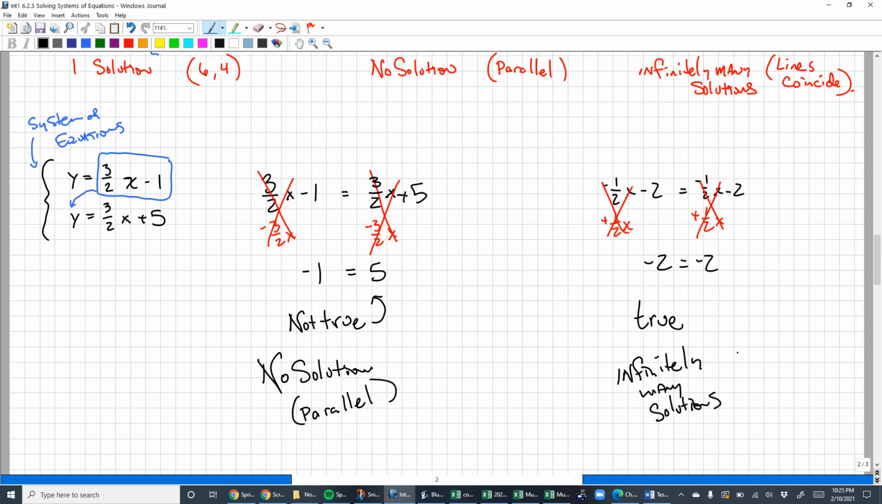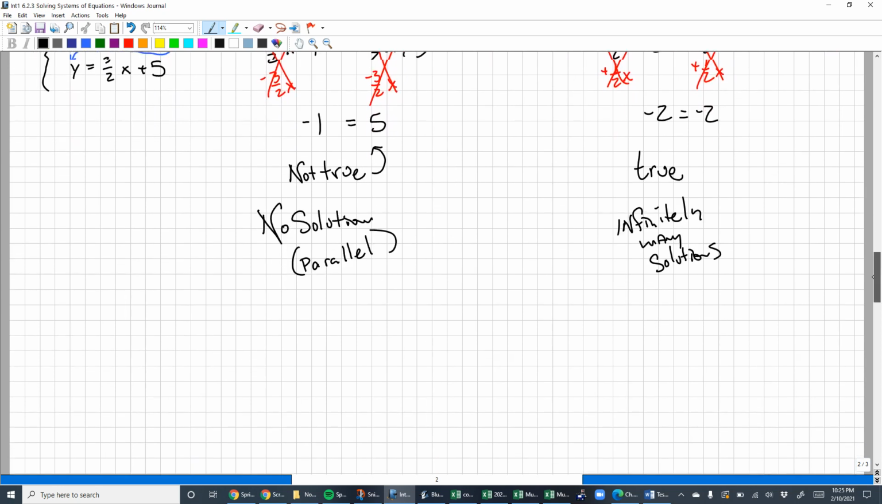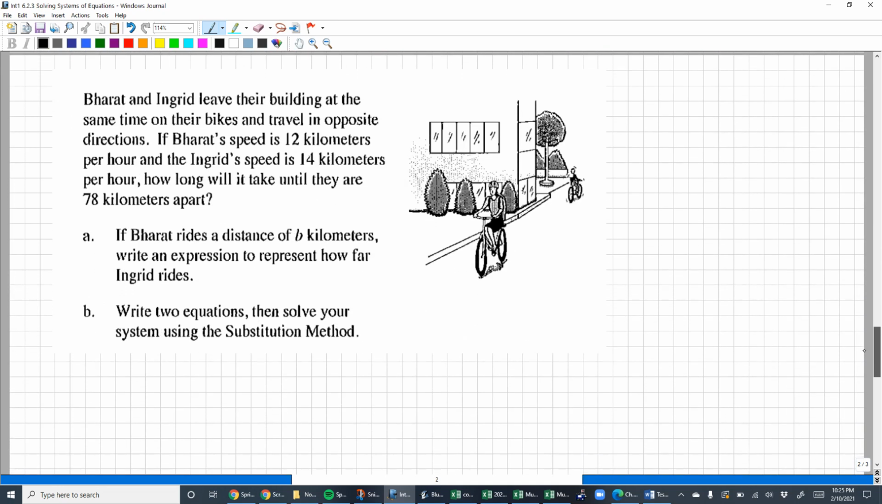They're the same line. Okay? So now we can identify those special cases of no solutions and infinitely many solutions by recognizing them when we solve the equation and we get an answer that gets rid of all the x's or all the y's. All right, let's take a look at the story problem.